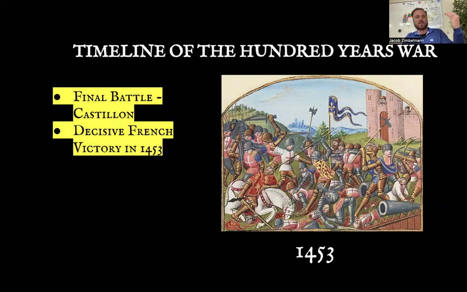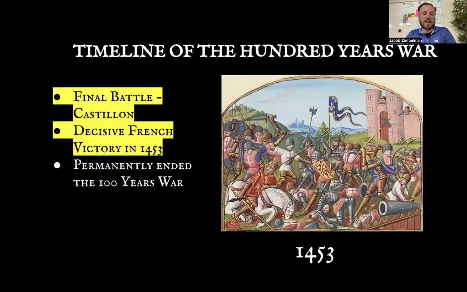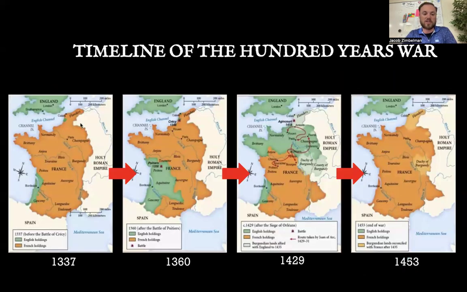And finally, in the Battle of Castillon, the French were victorious, and that permanently brought an end to the war. France had been through a lot, but finally in 1453, after their victory, they had recaptured and reclaimed all of their territory, especially the Duchy of Burgundy.